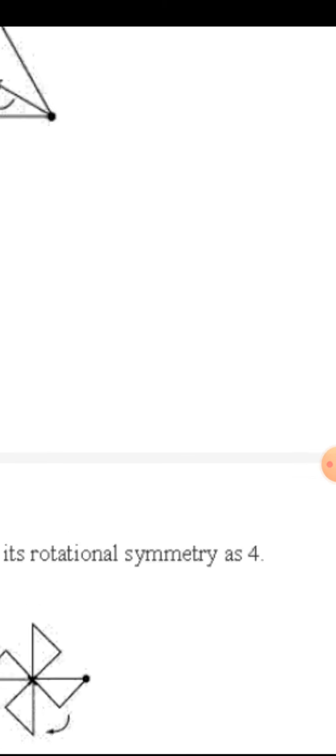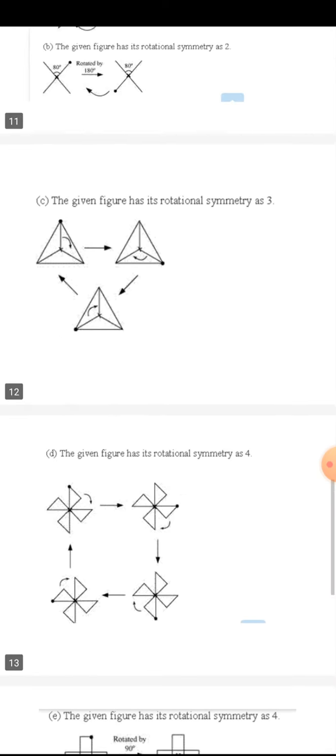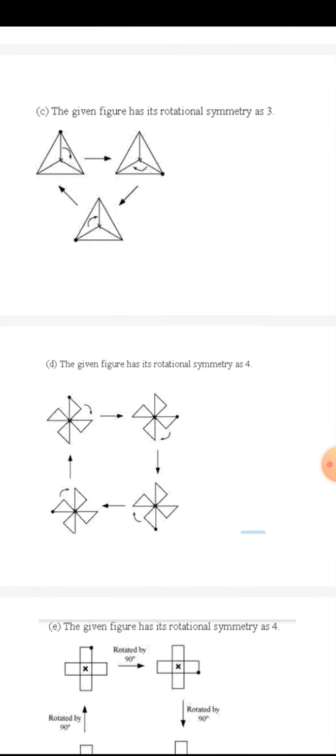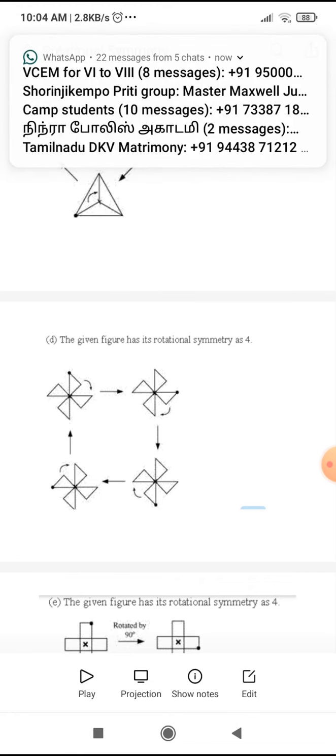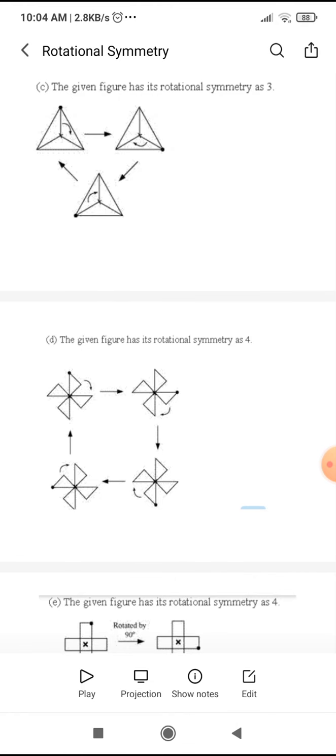Am I right? Yes. Now look at the D part. Here when we are rotating 90 degree, it looks like same. So in one complete rotation, if you are rotating 360 degree, that means the figure looks like same. How many times? 4 times. Therefore the order of the rotational symmetry will be 4. Am I right dear? Yes.